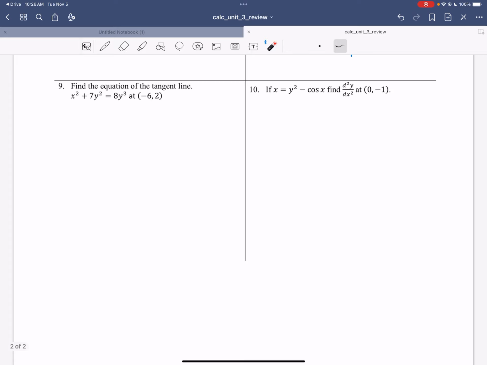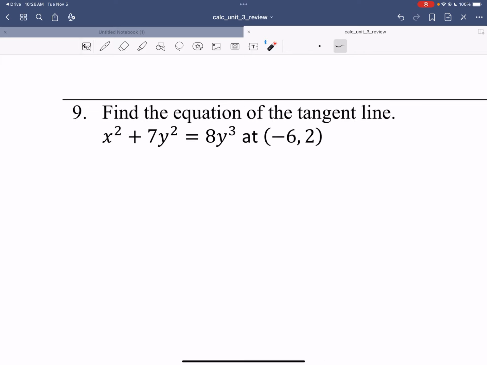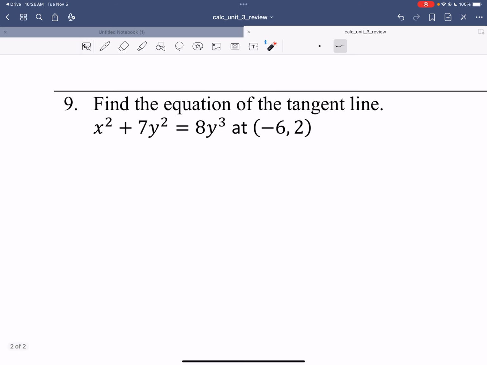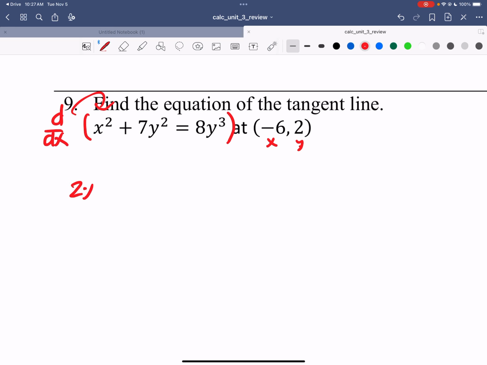Find the equation of the tangent line. Okay, so here dy/dx again. So at this point, right? That's going to be our x value, that's going to be our y value. We just have to find the slope. Great. So let's differentiate it. Okay. So when you do it, you're going to get 2x plus 14y. I'm going to put y prime this time because dy/dx is too much. y prime. It's 24y squared times y prime.